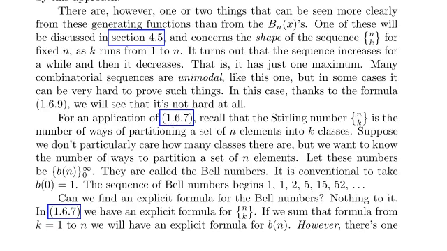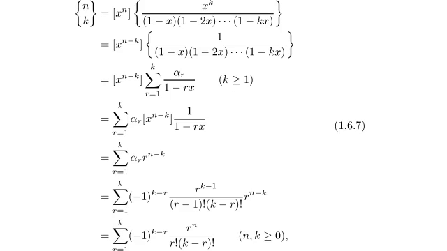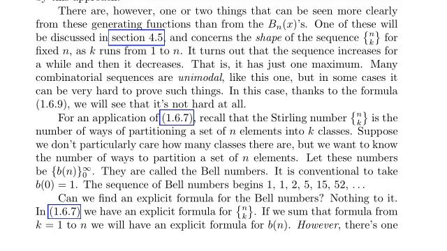For an application of 1.6.7, which was the set of equations, seems to be the whole working out of what {n k} was from our function b_k(x). So let's see. For an application of 1.6.7, recall that the Stirling numbers {n k} count the number of ways of partitioning a set of n elements into k classes. Suppose we don't particularly care how many classes there are, but we want to know the number of ways to partition a set of n elements. Let these numbers be b_n, where n goes from 0 to infinity.